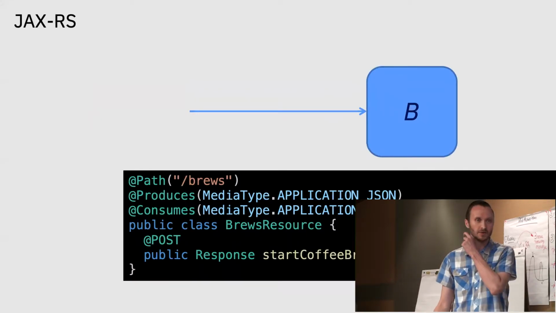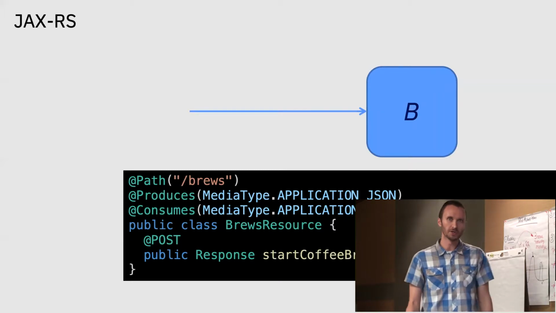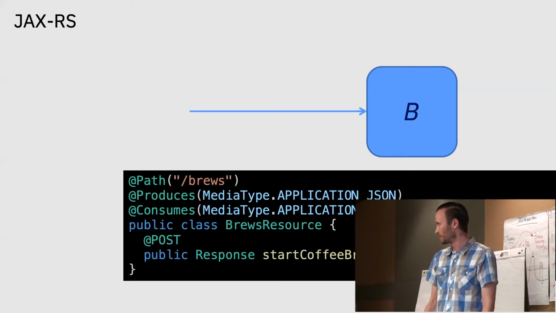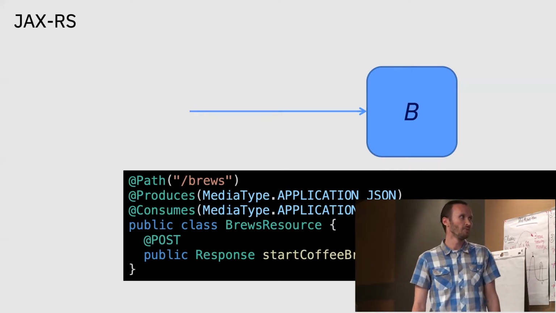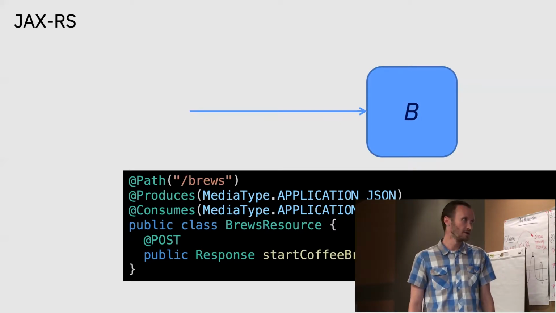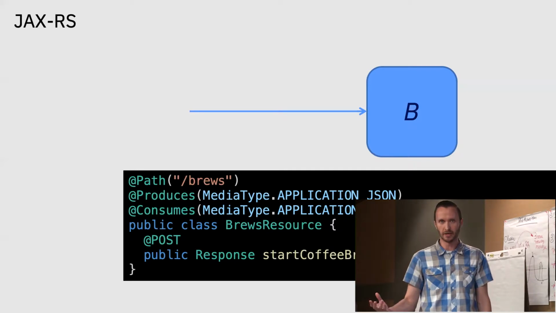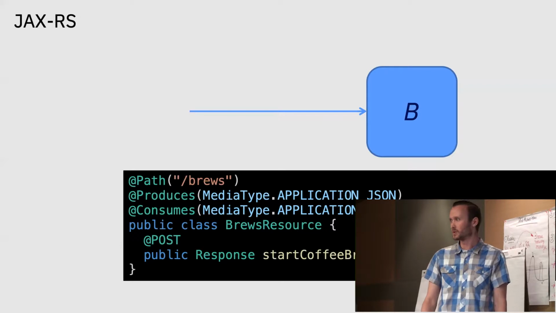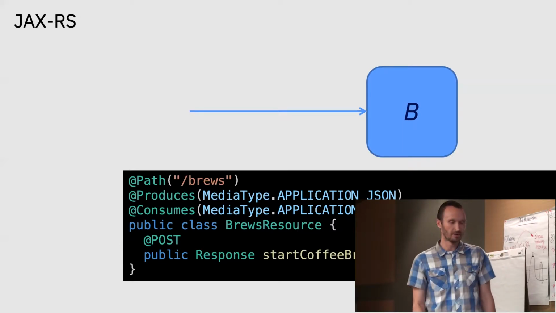So JAX-RS is the way that REST is implemented in MicroProfile. So pretty simple, all mostly annotation based. The @ApplicationPath defines the actual URI where the web service is accessed. Produces is the content type, the MIME type of the content that it produces. Consumes is the request MIME type. And then each method you define as actually implementing the web service. So in this case, we have a start coffee brew method, which handles a POST request and responds with a Response object.